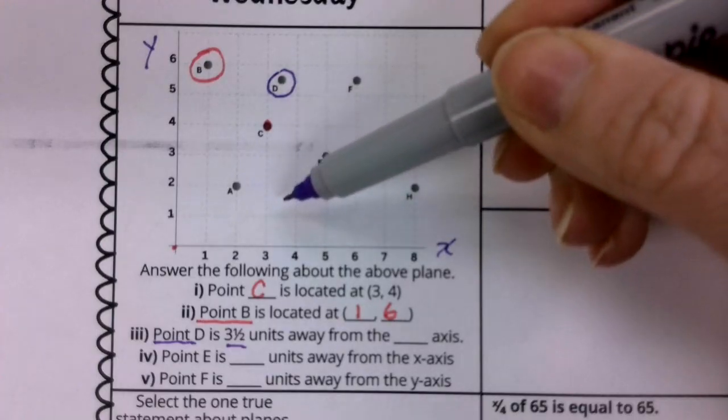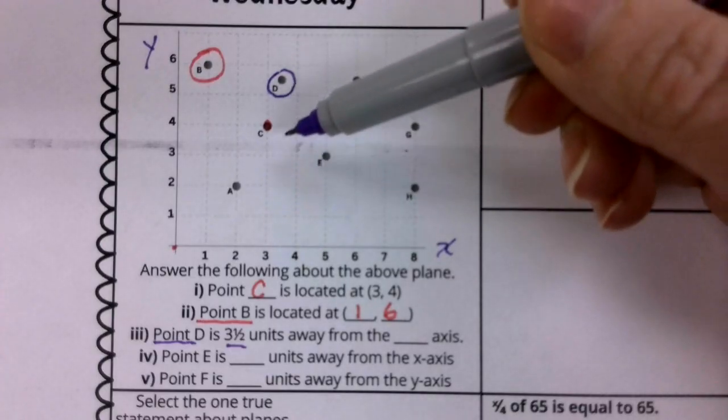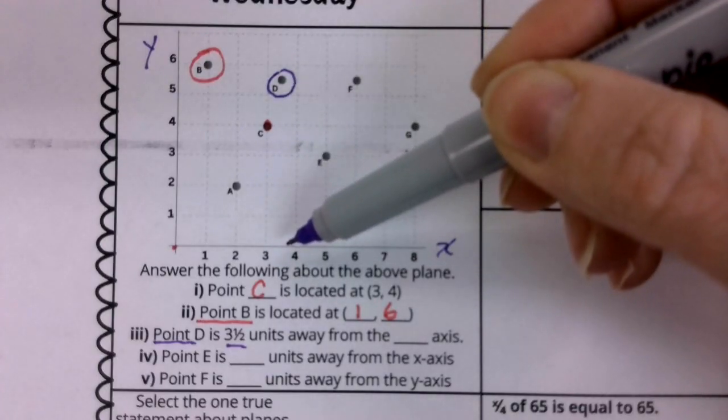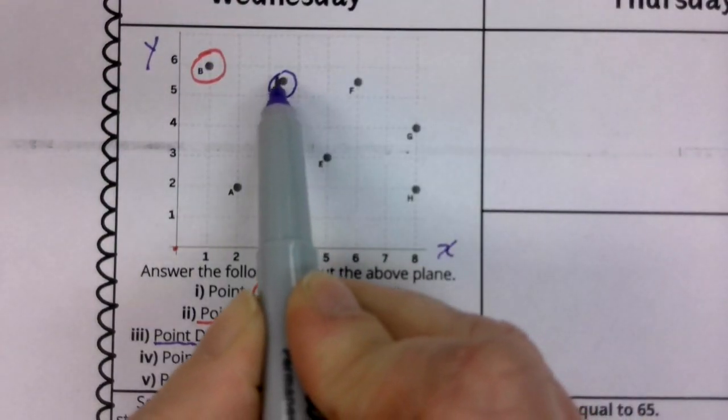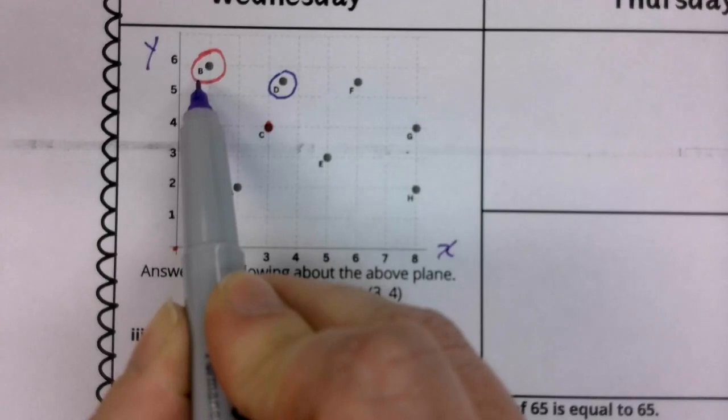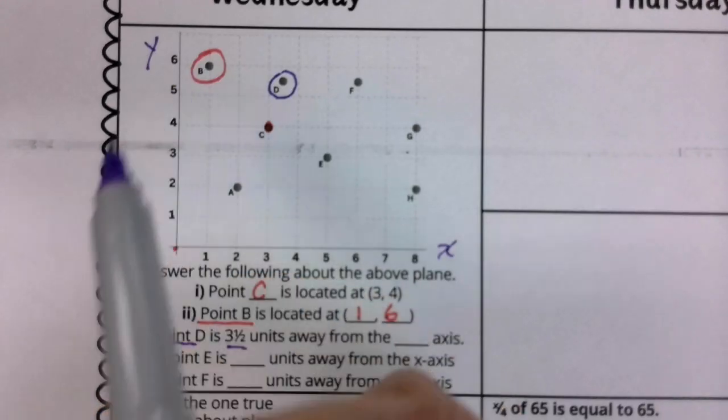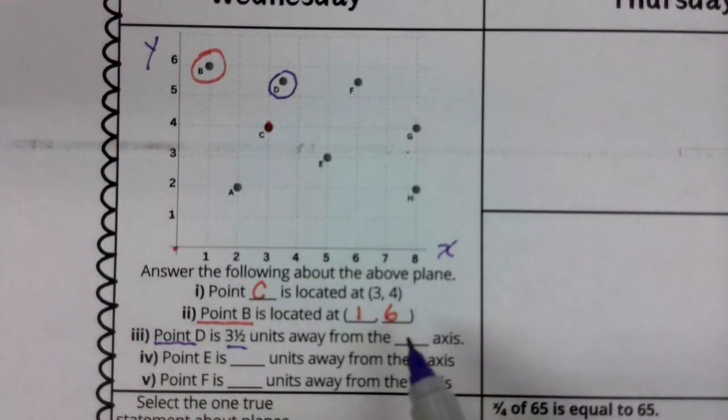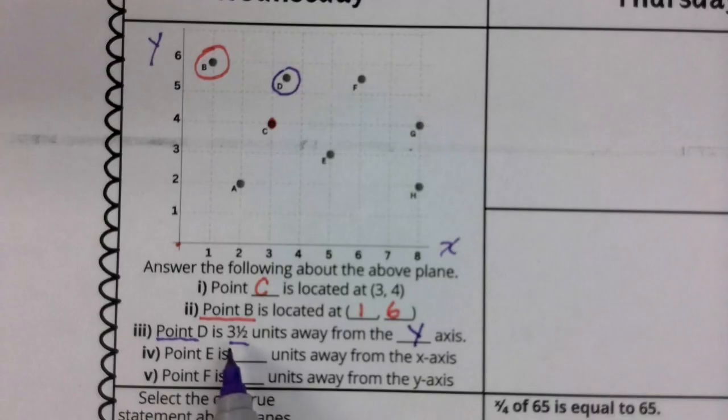Well, certainly when I look here, I notice it is more than 3.5 away from the x-axis. So instead, let's take a look at the y. If I jump 1, 2, 3.5, sure enough, there I sit right there at the y-axis. So yes, I know that point D is 3.5 units away from the y-axis.